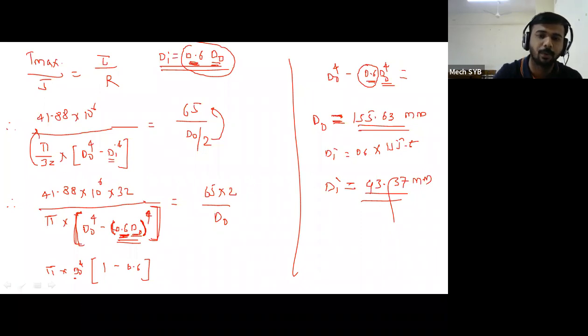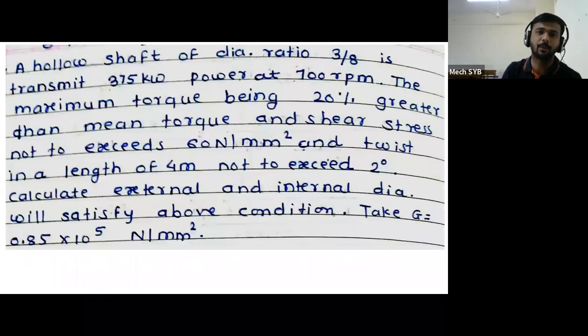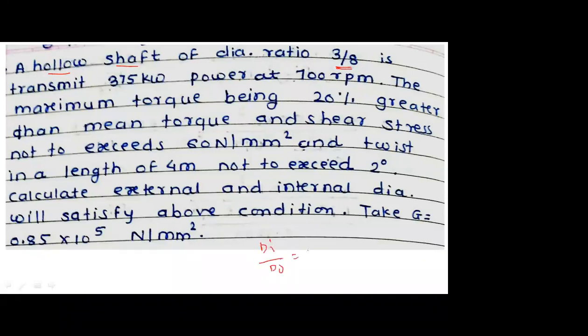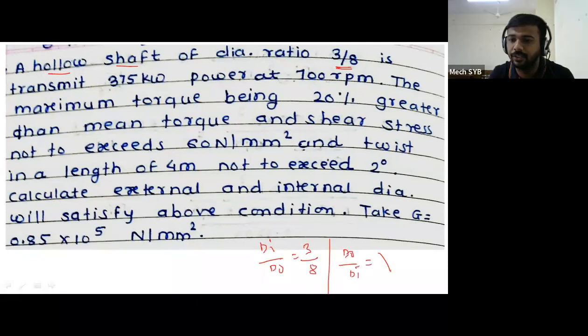that we will take now, the next problem. Okay, so this is the next problem in front of you. I will read the statement carefully, we will understand the statement, and then we will go for the solution. See, the shaft is given as a hollow shaft of diameter ratio 3 by 8. This diameter ratio means, always keep in mind, di upon do is equal to 3 by 8. It is not do upon di. This is wrong. Diameter ratio is always di upon do. So you have to note this particular term in your notebook.